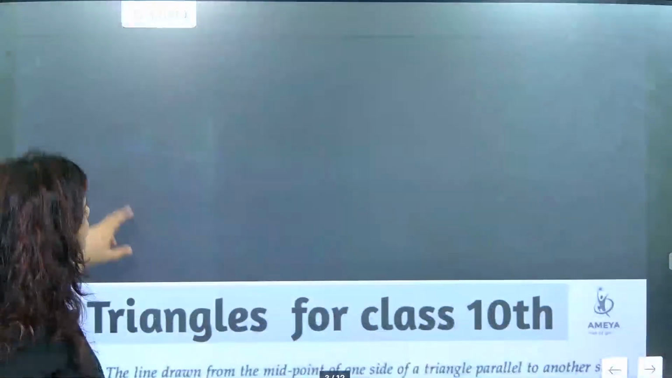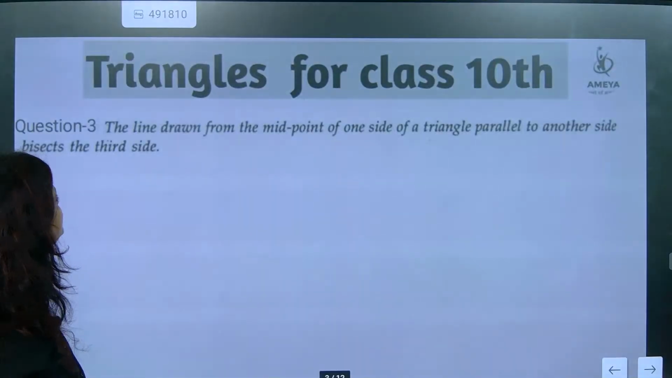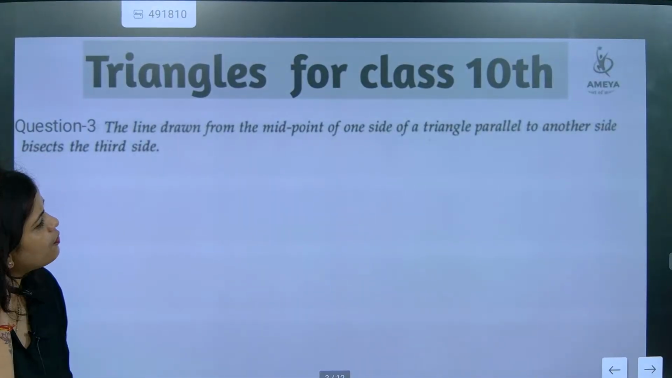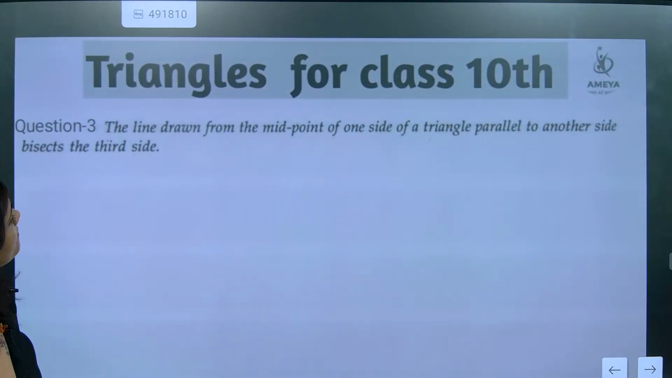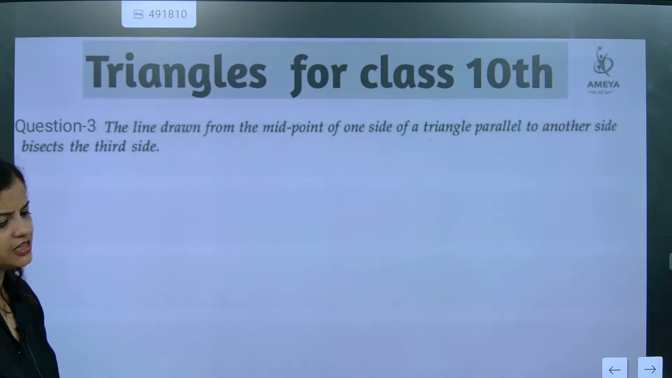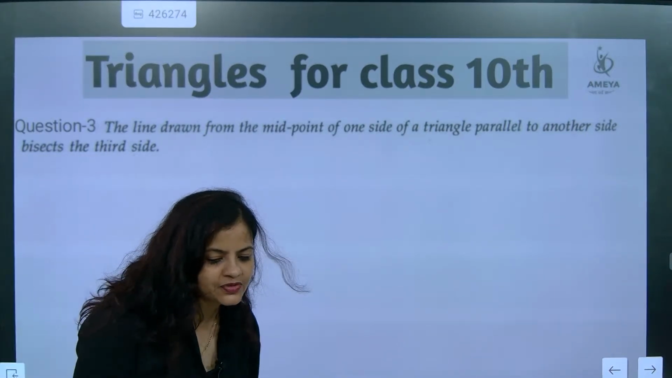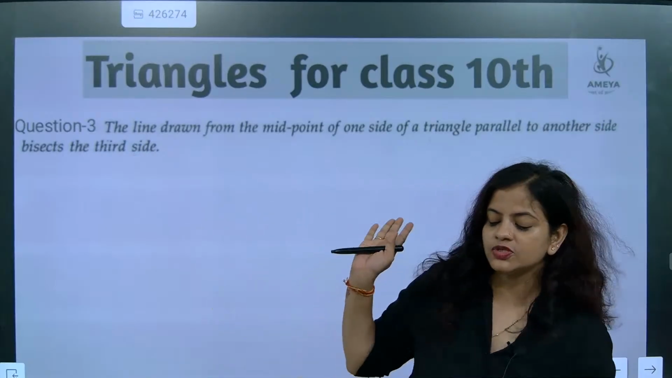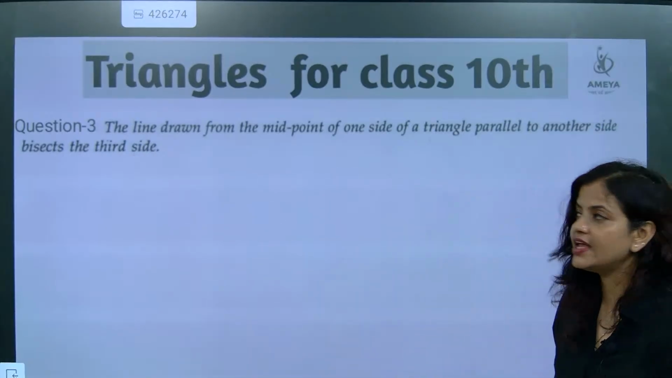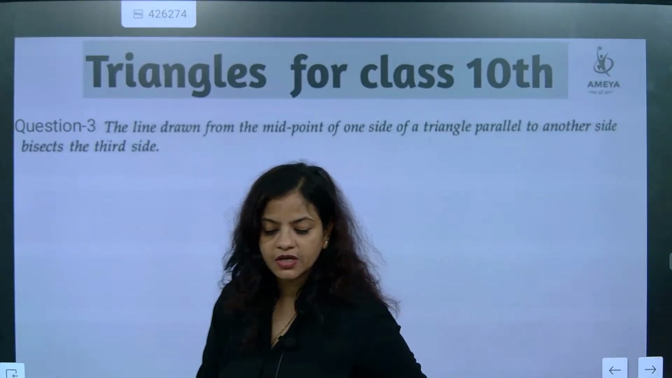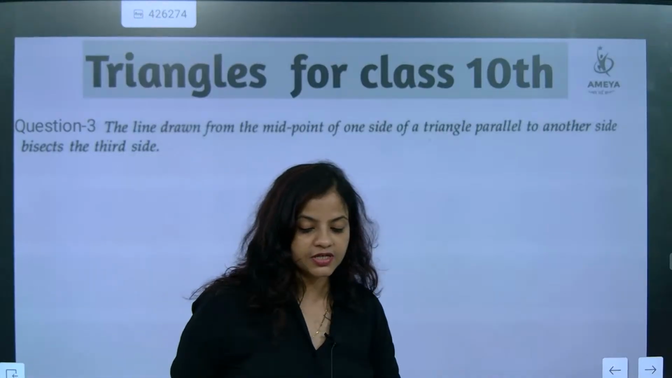Now we'll go for the next question, please. Come on, go for this question. The line drawn from the midpoint of one side of a triangle parallel to another side bisects the third side. 2.65 is absolutely correct, Jay. What is the question given here? First note down this question. Jay, do you remember this question?